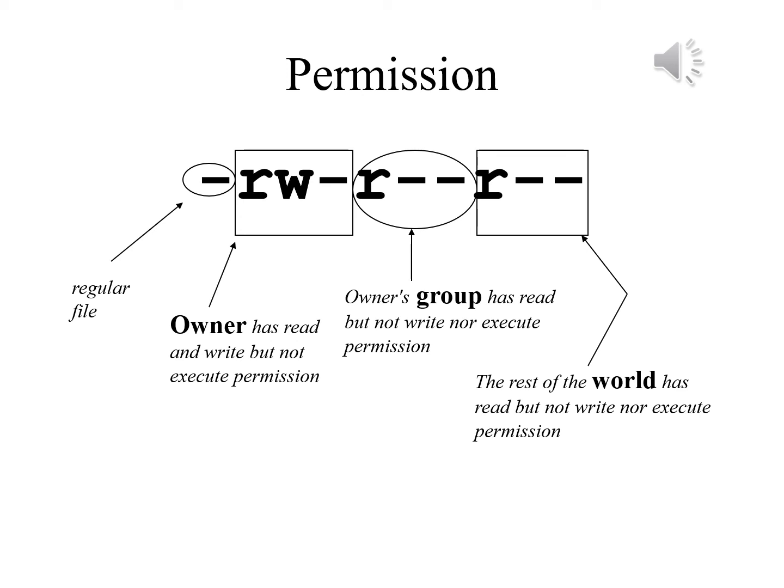Each set of 3 tells you whether read permission, write permission, and/or execute permission has been granted. Any combination of these 3 is possible for each of the 3 parties involved, and they always appear in that order. The rw- means that the owner has read permission and write permission, but not execute permission. The first r-- means that the owner's group has read permission, but cannot write or execute. And the second r-- means that the rest of the world also has only read permission.